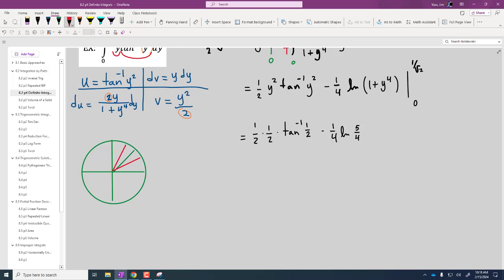This one in the middle has slope of 1, right, at pi over 4. Slope is 1. Inverse tangent of 1 is pi over 4. The slope of this one is root 3 over 3. Inverse tangent of root 3 over 3 is pi over 6. And the slope of this one up here is root 3. So inverse tangent of root 3 is pi over 3.